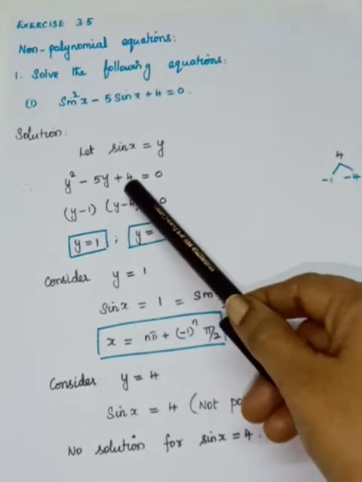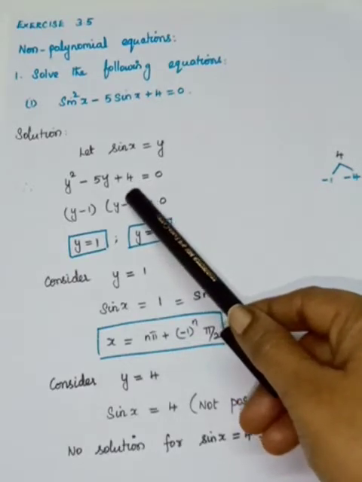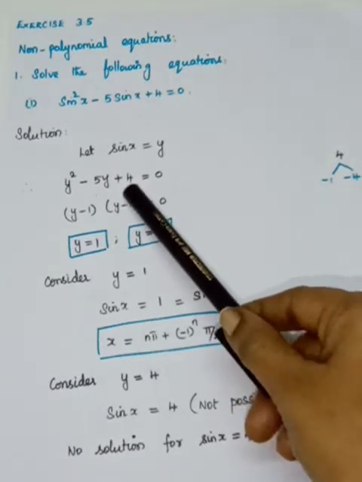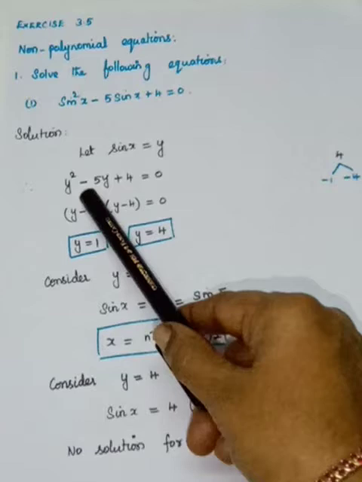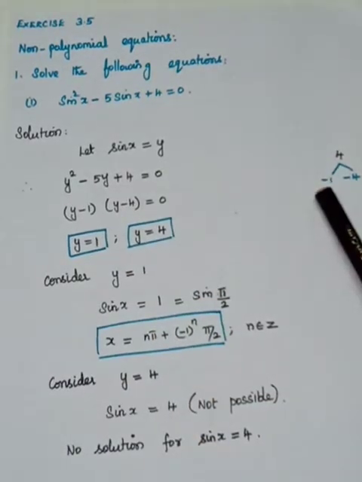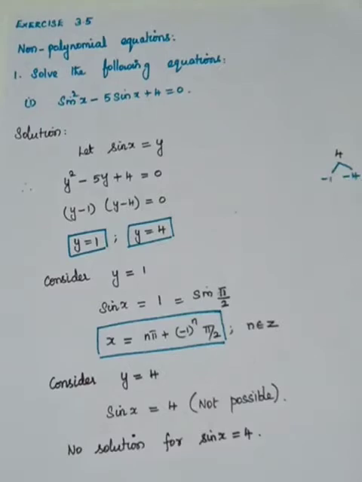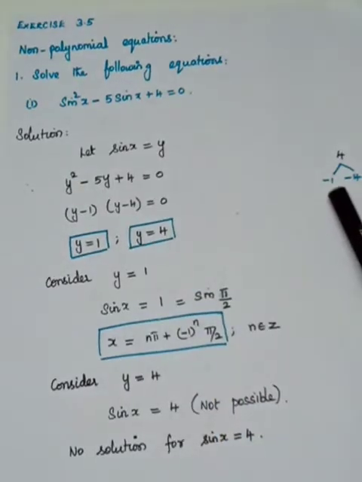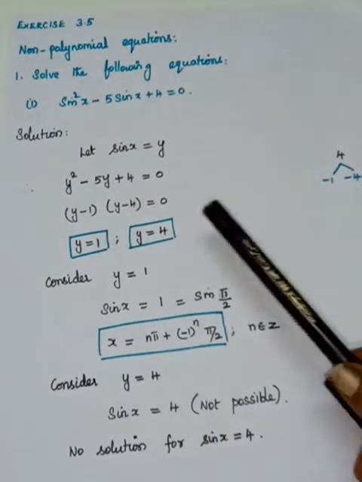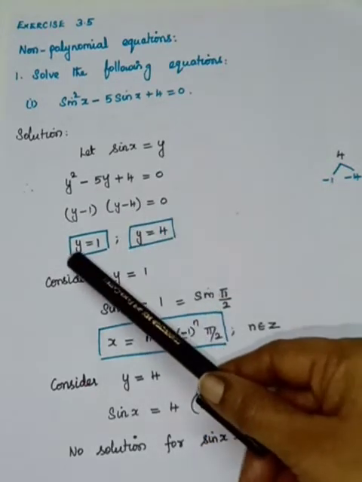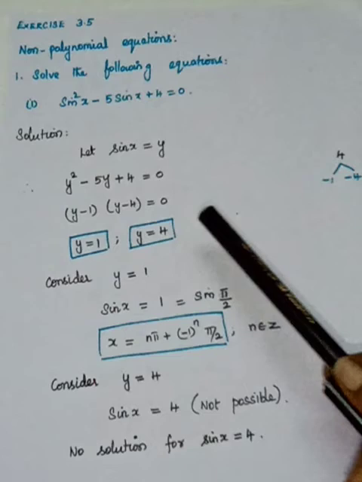So the quadratic equation can be factorized. So what we have to do? We have to find the factors in such a way that the product of the two terms is 4 and the addition is minus 5. So if I go for the two terms minus 1 and minus 4, when I take the product it is 4. When I add these two, I'll get minus 5. So we can write y minus 1 into y minus 4 is equal to 0. So you are getting y is equal to 1 and y is equal to 4.